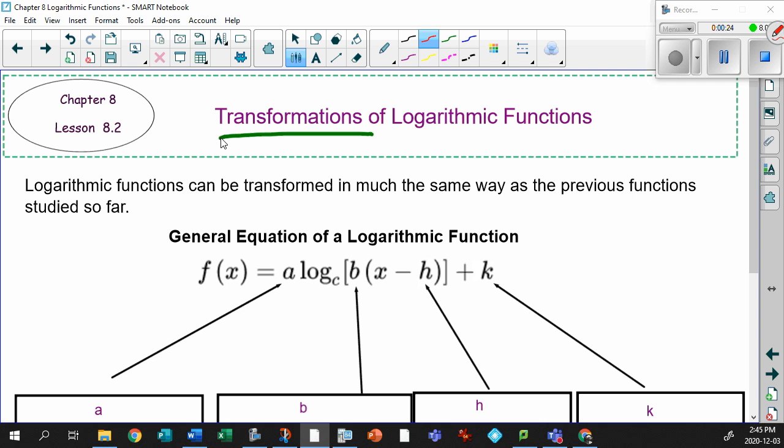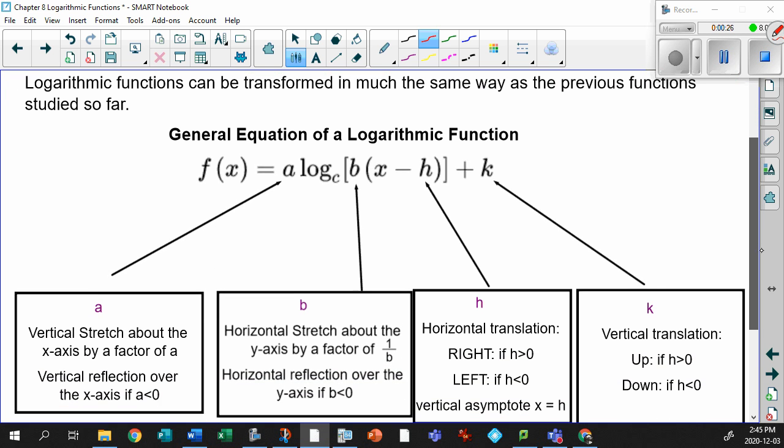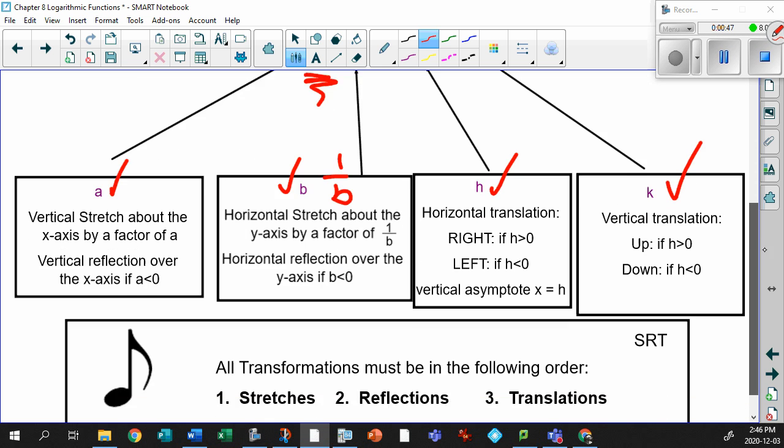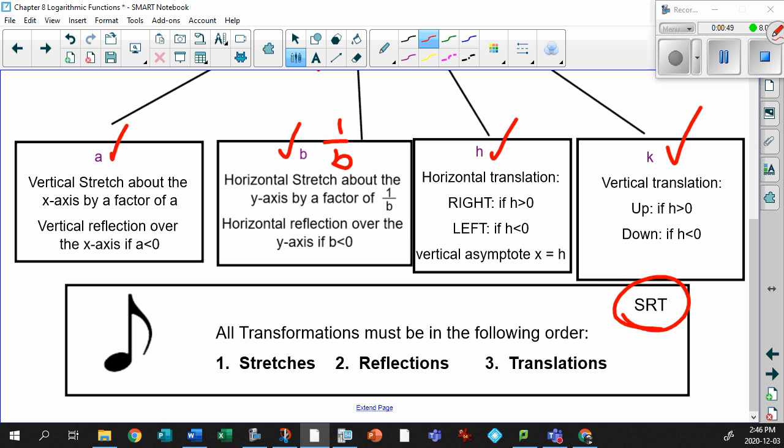No, because look at this. Look at the formula, how it's identical. The only difference is the function. Now you're throwing a log in there. That's it. So yes, you still have stretches. Yes, you still have horizontal stretches, 1 over b. You still have translations left and right. You still have translations up and down. It's the same darn thing. And as a matter of fact, not only that, it follows SRT.